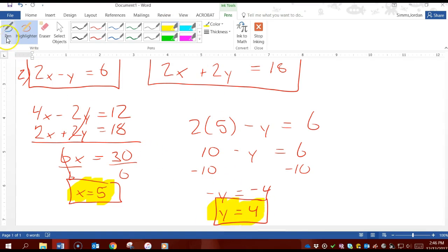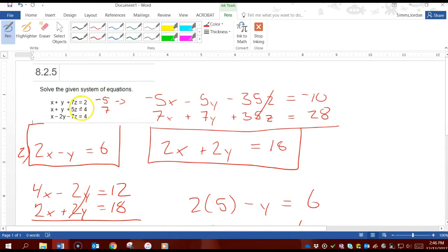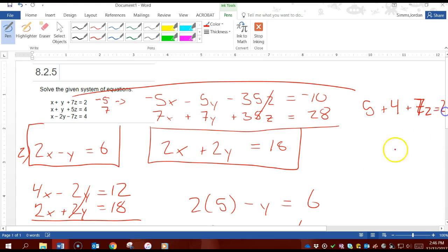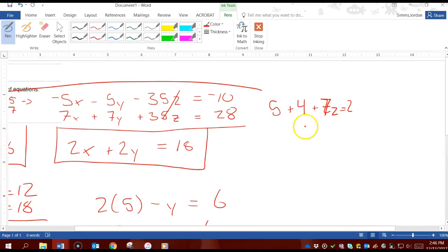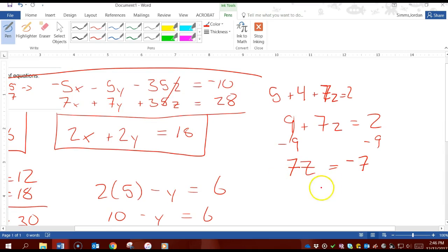So now we know the two, and we can now go back and sub into any one of our starting equations, whatever one you want. I'll do the first one. So x is 5 plus 4 plus 7z equals 2. Right? I sub those in. So 5 plus 4 is 9 plus 7z equals 2. I'm going to subtract 9 from both sides. 7z equals negative 7. Therefore, z equals negative 1.